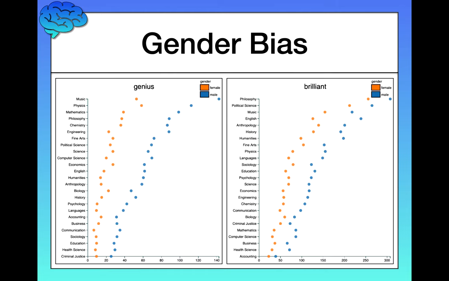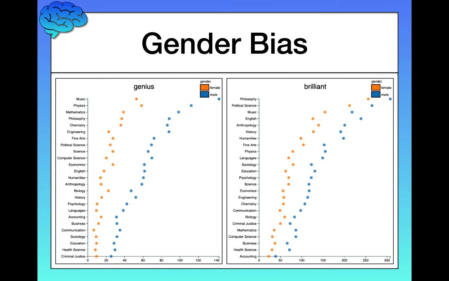The y-axis here displays all of the different fields, such as philosophy, music, mathematics, psychology, so you can look for your own field or just pause the video and look through them in general if you're curious. And fields that are higher up on the y-axis were the ones in which the words were used the most often. The blue dots here on the slide represent reviews of male professors, whereas the orange dots represent reviews of female professors. So before I give you the punchline, what do you notice here?